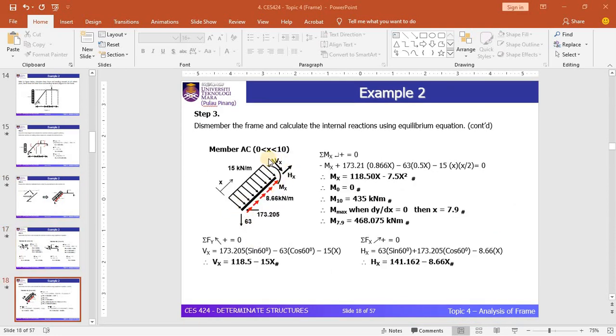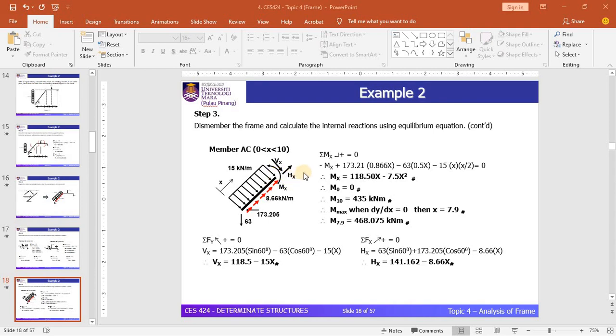Okay, so this is internal moment Mx. We have a UDL load of 15 kilonewton per meter along the beam. But this particular UDL doesn't affect the equation of bending moment, because principally bending moment is force multiplied by distance, and there is no distance between this UDL and the cut section point.